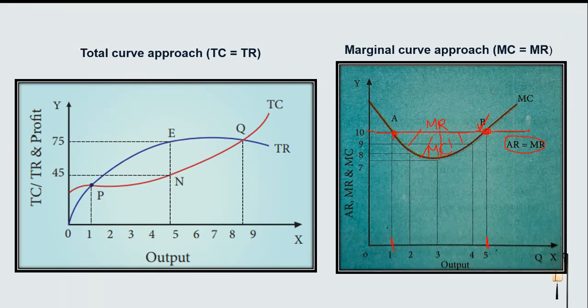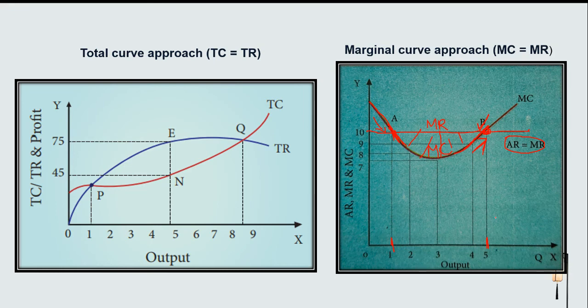The next condition is that the MC curve cuts the MR curve from below. If you see here, it is cutting from below. In that, it cuts from above. If you draw the MC curve, coming from here, it cuts from above, do you see? Coming from here, how does it cut? It cuts from below. Okay? The MC curve cuts the MR curve from below.